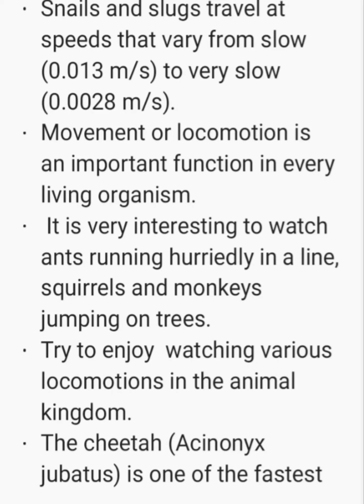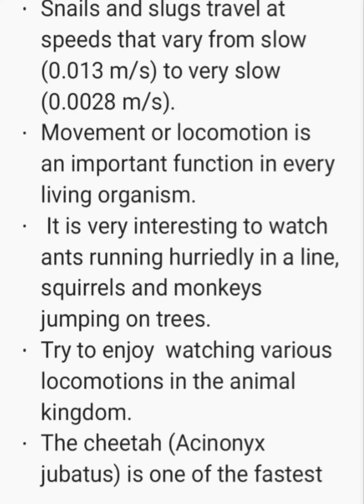0.002 meters per second. Movement or locomotion is an important function in every living organism. It is very interesting to watch ants running hurriedly in a line, squirrels and monkeys jumping on trees. Try to enjoy watching various locomotions in the animal kingdom.